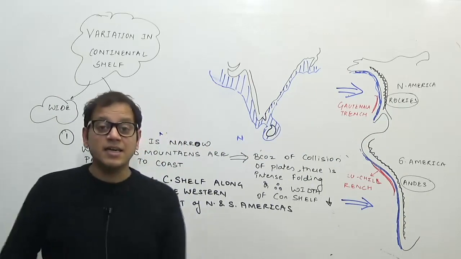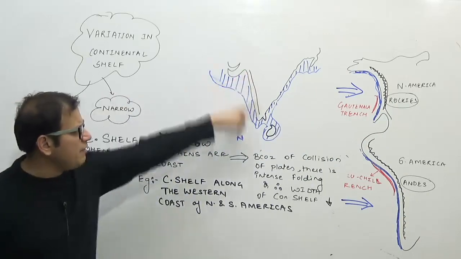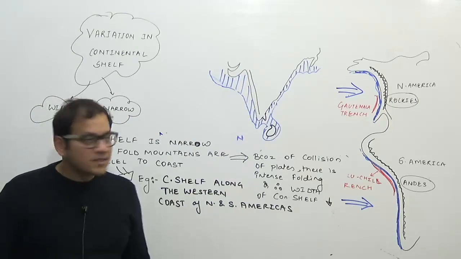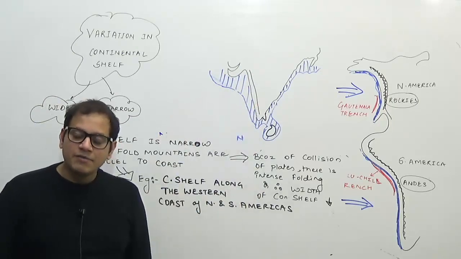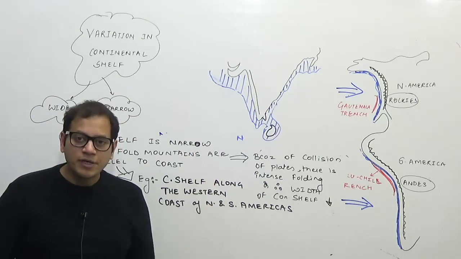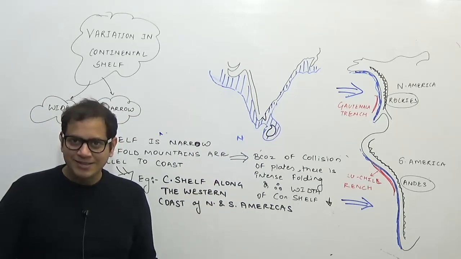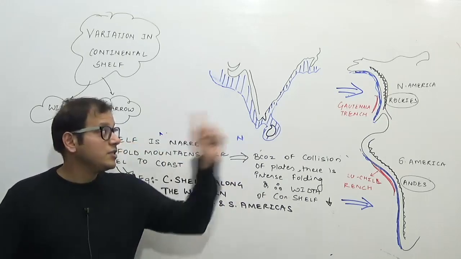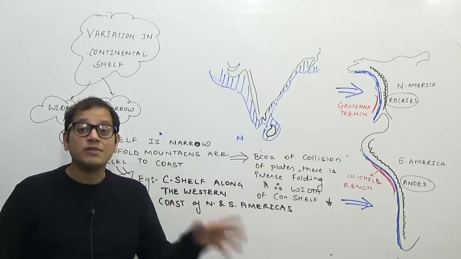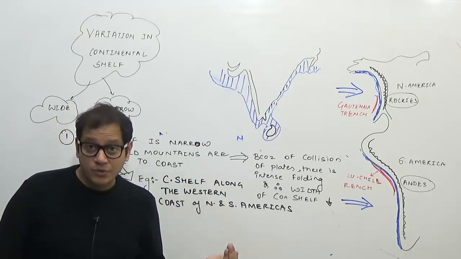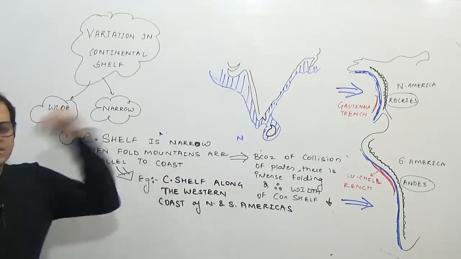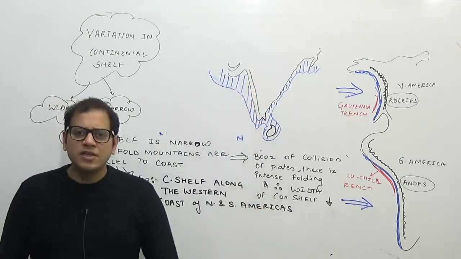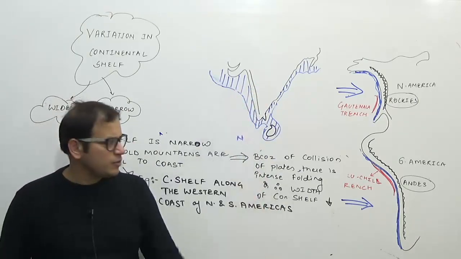Now, if this is so, then what is there in India? We have a continuous mountain system such as the Western Ghats, and still we have a very wide continental shelf. Is it not contradictory to what we have generalized? The first statement is that the continental shelf is narrower when the fold mountains run parallel to the coast. This is a generalized statement and it is a true statement. Then why is the continental shelf wider on the western coast of India?